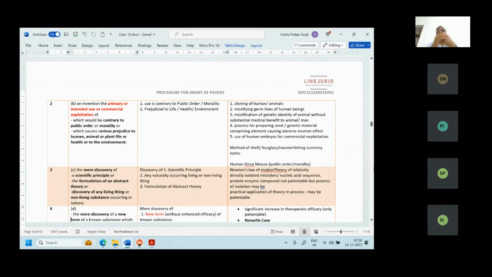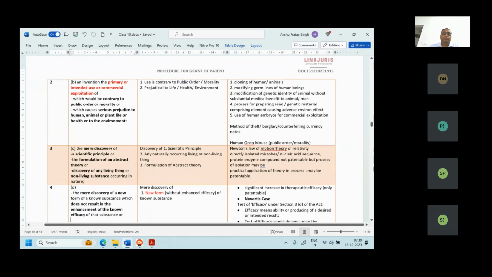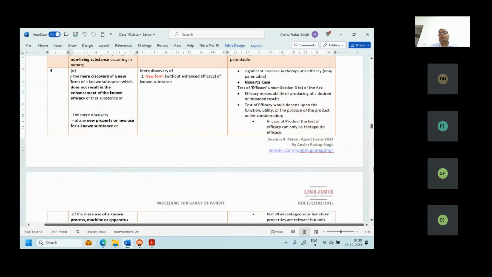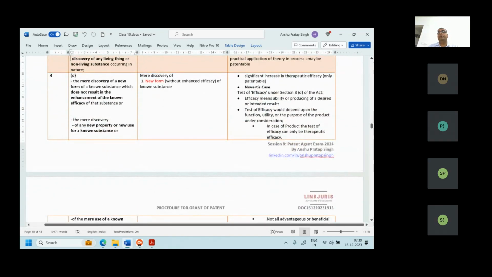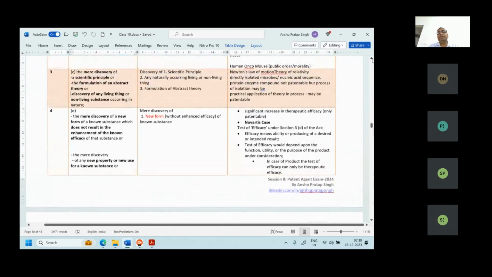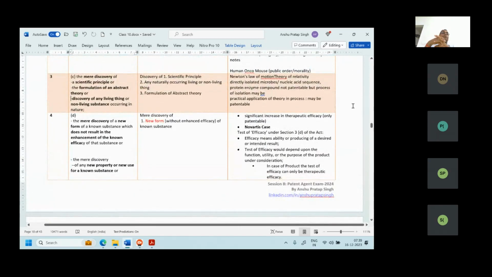Human embryos cannot be exploited for commercial exploitation. All those are considered as public order, morality, prejudicial to life, health, and environment. Okay, so 3B is prejudicial to life, health, and environment, and against the public order and morality. Then you will not get the patent. Then comes the bigger risk, where you might get a patent if you have something additional.